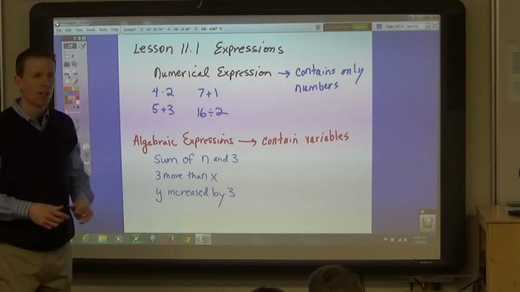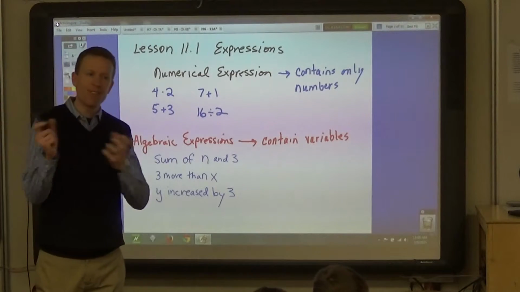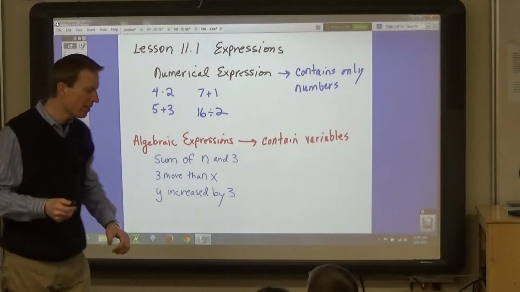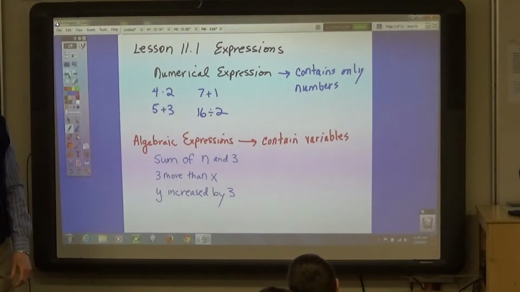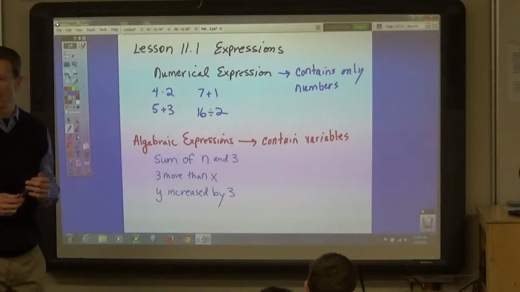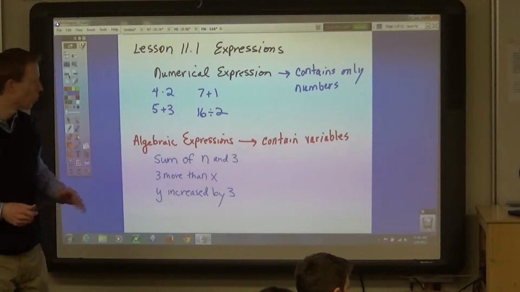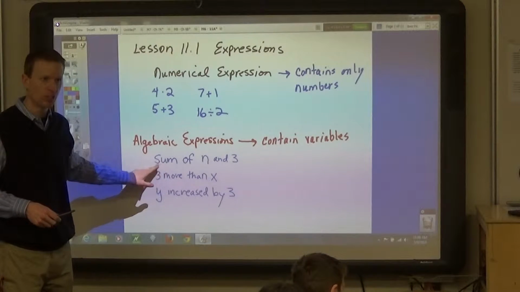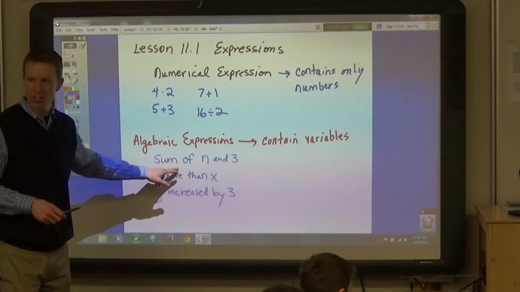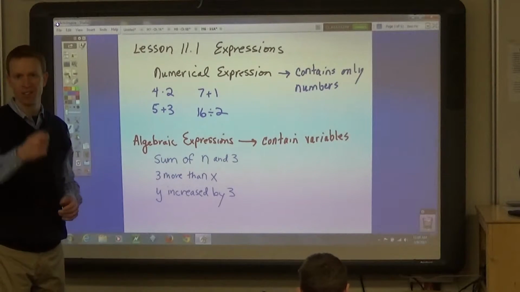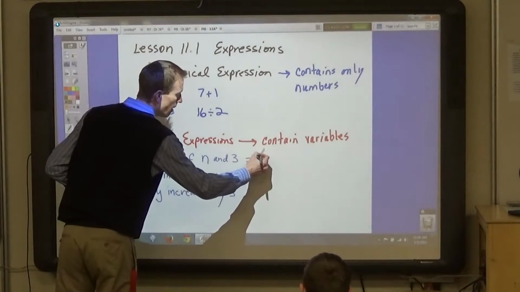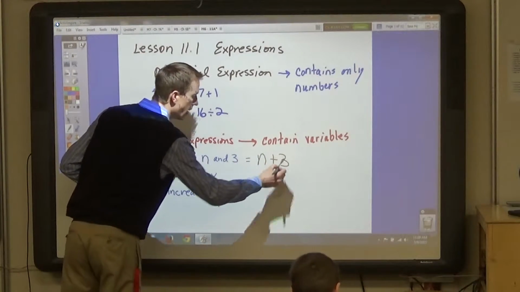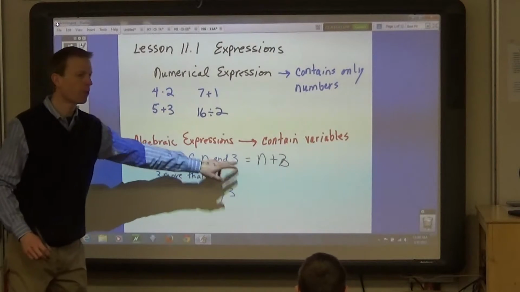So it might use words that stand for different operations, like the sum of n and 3. How would you write that as an algebraic expression then using the symbols? What is the sum? If you see the word sum, what operation is that? Add. That's addition, right. So we should write that as n plus 3. The sum of n and 3.